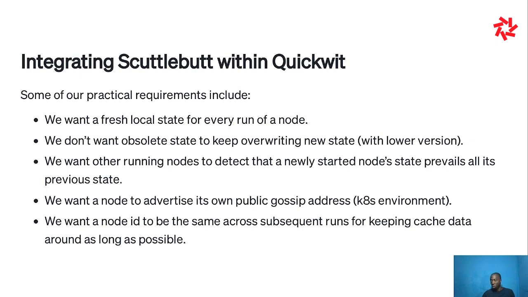Also, QuickWit is a product that we intend to run in almost every environment, and in some environments such as Kubernetes, you might not know the public address of the node. So we also want a node to be able to advertise its public gossip address. That is the address at which all other nodes should be talking to it, like those syn ack messages I was discussing previously, and on which network interface they should be exchanging those. So a node needs to be aware of this public gossip address and share that with others so others can exchange messages with it.